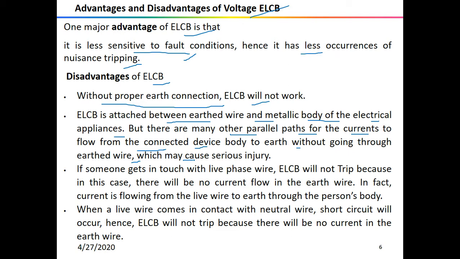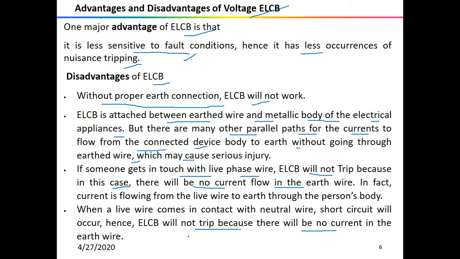For example, there are many metallic pipes in the house which can provide a parallel path for the current to flow towards the earth. In this way, sometimes the ELCB is not able to detect the hazardous voltage on the metallic body of the devices. If someone gets in touch with the live phase wire, then the ELCB will not trip, because in this case there will be no current flowing in the earth wire. In fact, current is flowing from the live wire to the earth through the person's body. Also, when a live wire comes in contact with the neutral wire, a short circuit will occur, and hence the ELCB will not trip, because there will be no current in the earth wire.